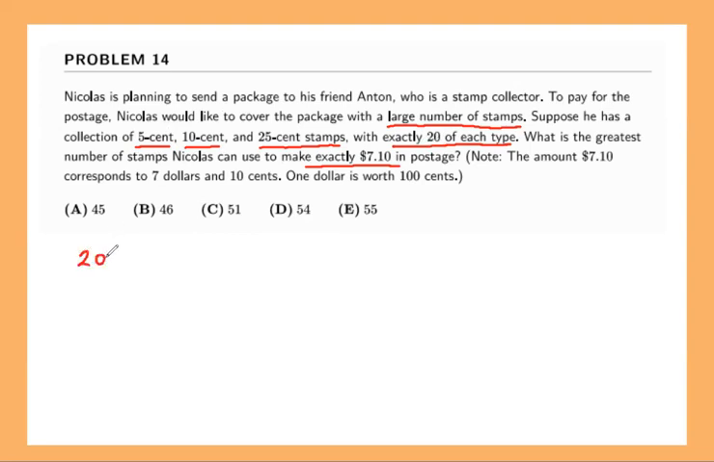If I have 20 of those 5-cent stamps, that will be just 100 cents, which is $1. Let's use all of those 10-cent stamps as well. We have 20 of those, which is 20 times 10, which is 200, that's $2. This is $1. So this adds up to $3, right? If he uses all of his 5-cent and 10-cent stamps, he can only get $3, but he needs $7.10.